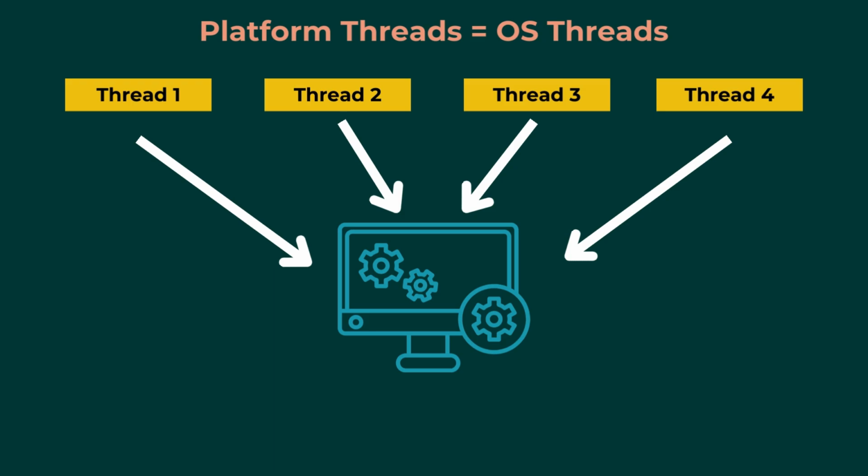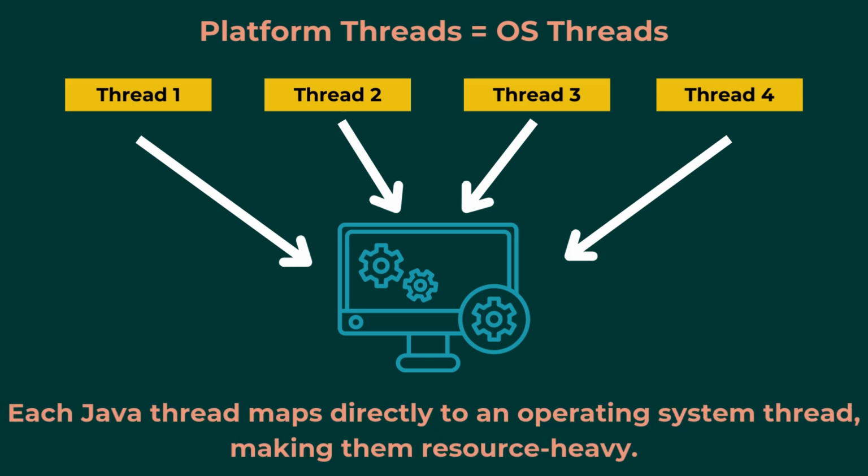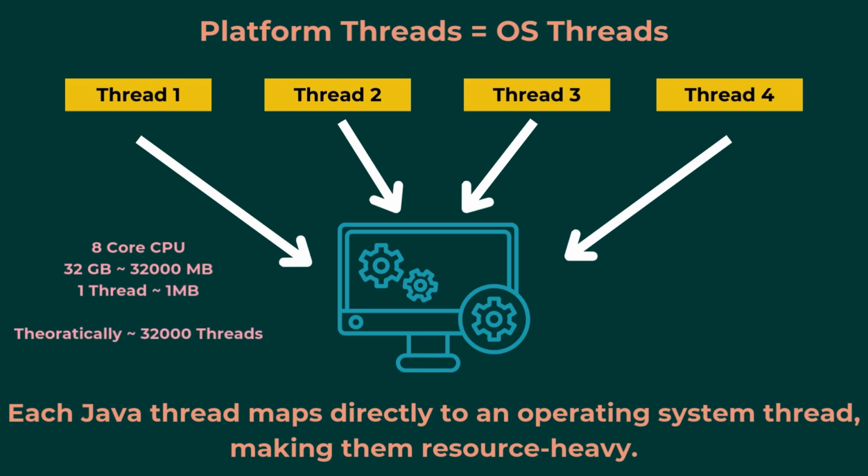Those threads are heavyweight. They come with significant overhead because the operating system allocates memory for their stacks and schedules them directly. Let's say your system has 8 CPU cores and 32 GB of RAM. If each thread uses 1 MB for its stack, theoretically you could create around 32,000 threads before running out of memory. But in reality, things like heap space, operating system limits, and context switching costs will kick in long before that.